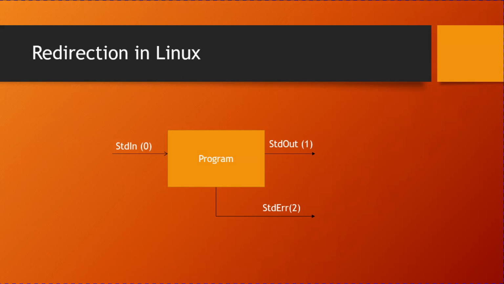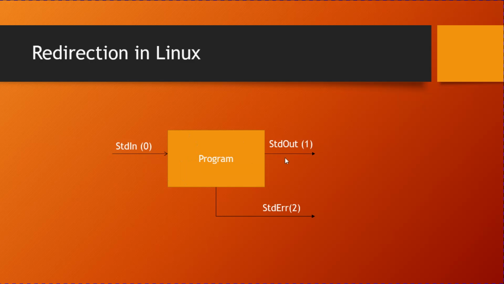Hey guys, let's talk about how we can manipulate the results of a command or an application using redirections. In Linux, any program that you run has three important components: standard input, standard output, and standard error. Standard input provides some input to the program, for example, a command that you might type in the terminal. Standard input is represented in Linux by 0.